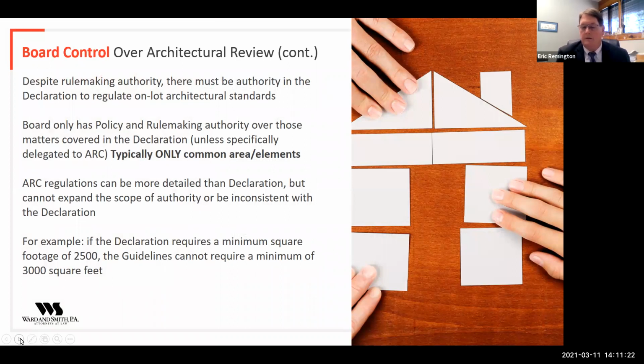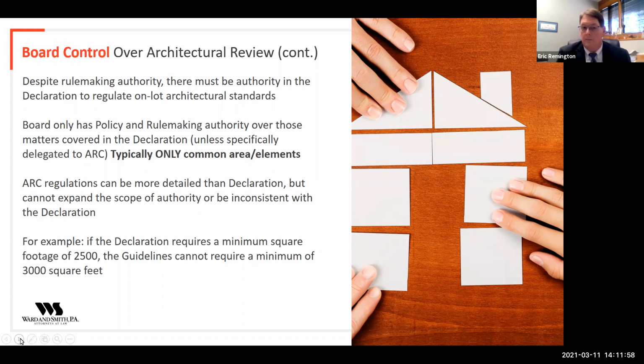Despite the fact that these statutes give the board rulemaking authority, there has to be some sort of provision within the declaration that allows the board to regulate on-lot architectural standards. Because as most of you are probably aware, community association boards and the community association itself is typically only responsible for maintaining, operating and repairing the common areas and common elements in the community or in the condominium association.